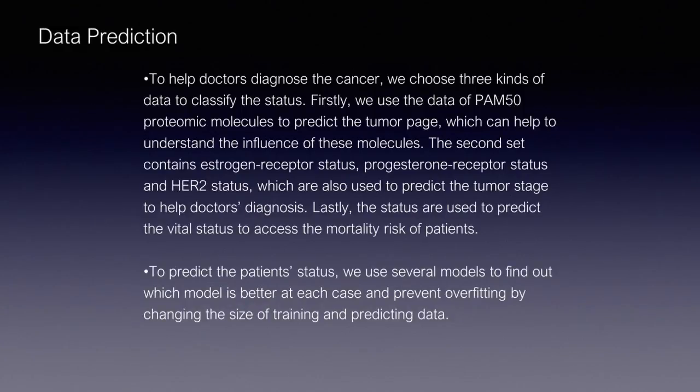To help doctors diagnose the cancer, we choose 3 sets of data to classify the status and predict it. Firstly, we use the data of PAM50 proteomic molecules to predict tumor stage, which can help to understand the influence of these molecules. The second set contains estrogen receptor status, progesterone receptor status, and HER2 status, which are also used to predict the tumor stage to help doctors' diagnosis. Lastly, the statuses are used to predict the vital status to assess the mortality risk of patients.